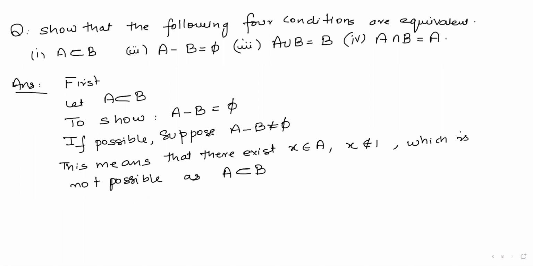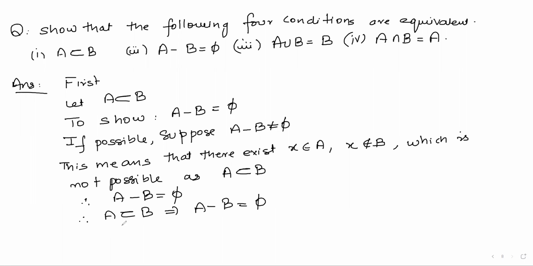So what we have done, we have assumed the opposite, that A minus B is not equal to the null set. So it means there is a value in A which is not there in B, which is not possible because A is a subset of B. So this is not possible. Therefore, A minus B is equal to the null set. Therefore, A is a subset of B implies A minus B is equal to the null set.